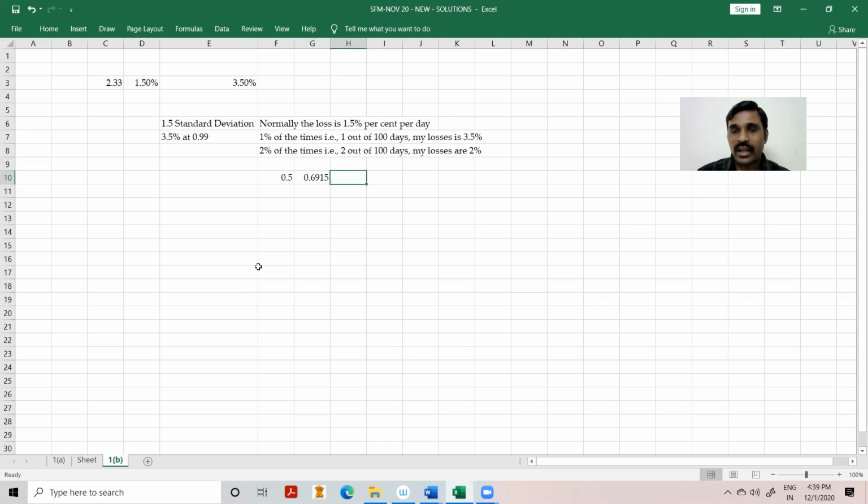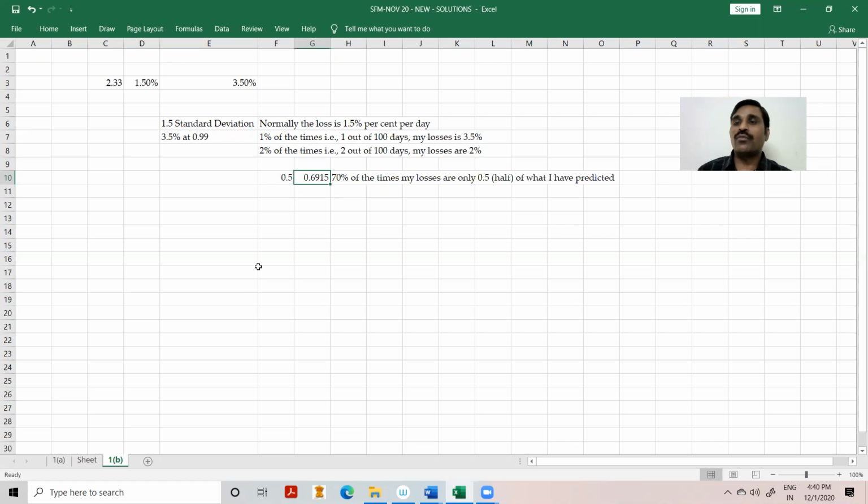70% of the times, my losses are only half of what I have predicted. Half, 0.5, that is half of what I have predicted. Unnecessarily I am worrying. That's it. As simple as that. 70% of the times my losses are only half of what I have predicted. That is what that point says.